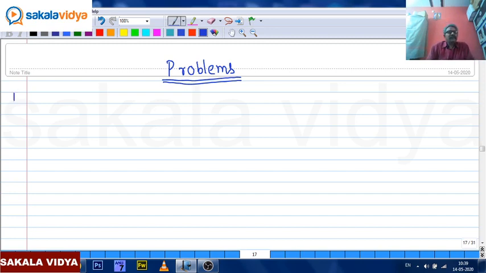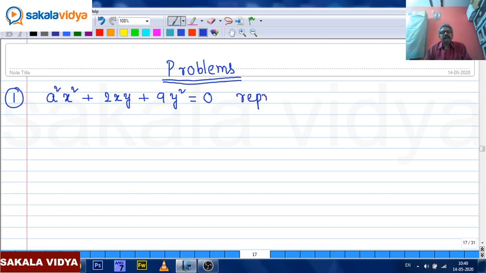So now the first: a square x square plus 2xy plus 9y square is equal to 0 represents a pair of distinct lines. Distinct means different lines.